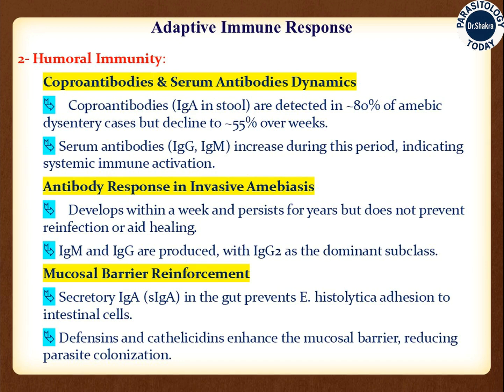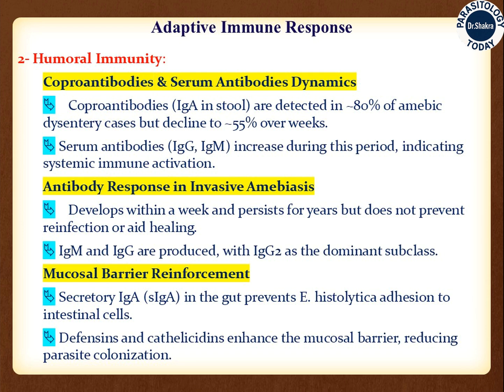Humoral immunity against Entamoeba histolytica. Coproantibodies and serum antibodies dynamic. Coproantibodies are detected in 80% of amoebic dysentery cases but declined to 55% over a week. Serum antibodies increase during this period, indicating systemic immune activation.